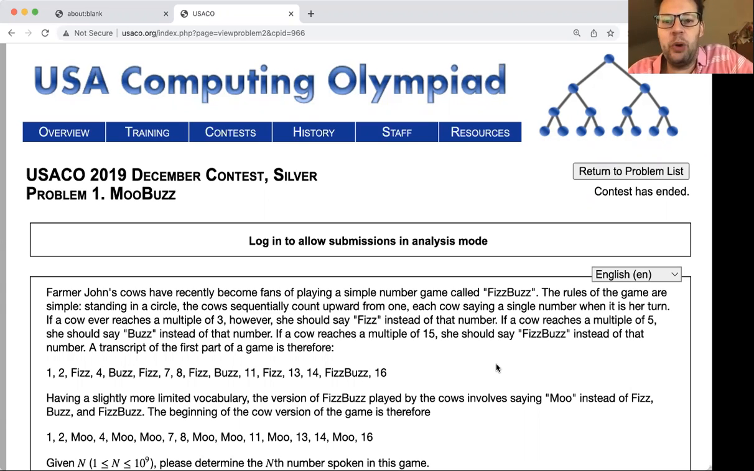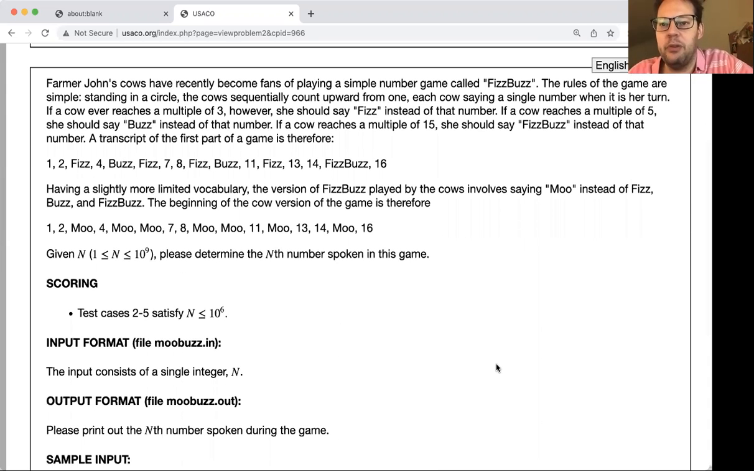What's up, everybody? In this video, we're going to be covering USACO's 2019 December contest at silver level. Problem number 1, MooBuzz. Farmer John's cows have recently become fans of playing a simple number game called FizzBuzz.